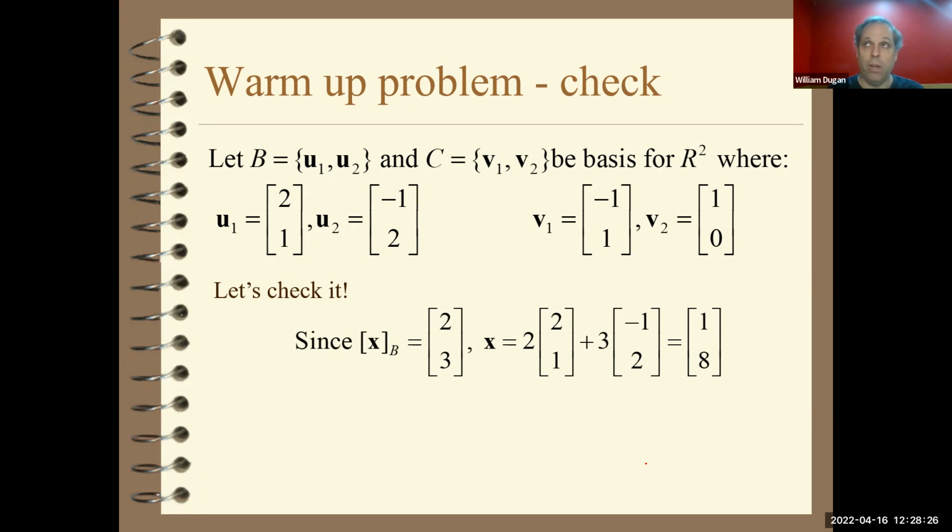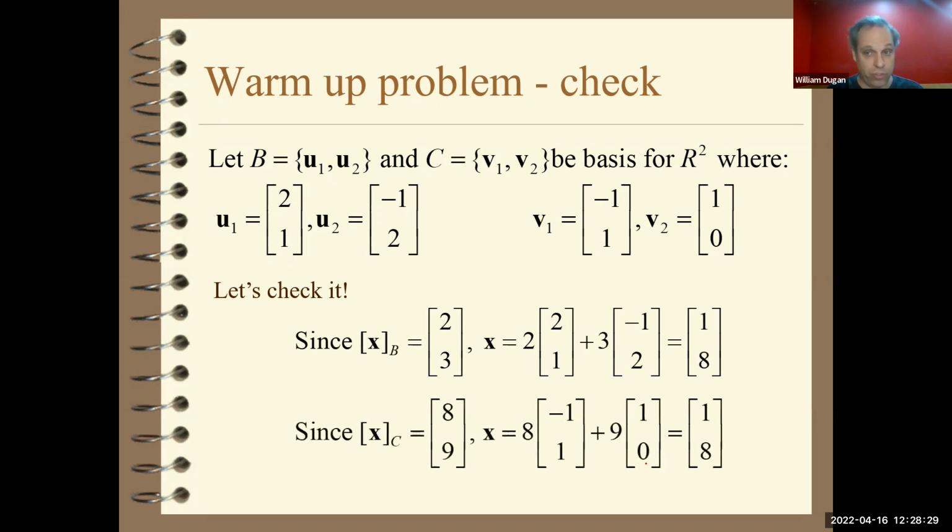Now I do it again. So I know the coordinates of X relative to C was 8, 9. So then I just form a linear combination of the basis vectors in C using the scalars 8, 9 in the order that we're in.